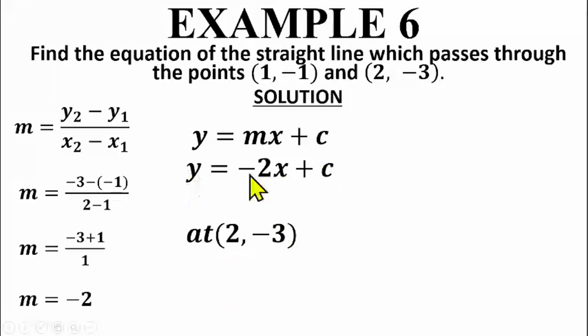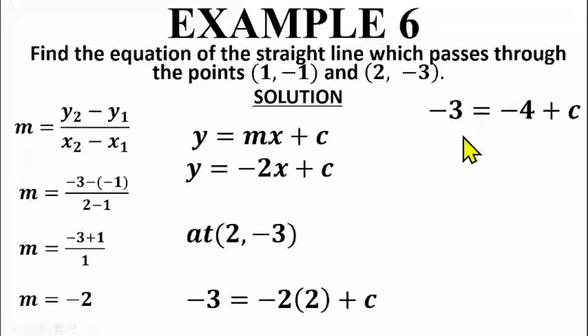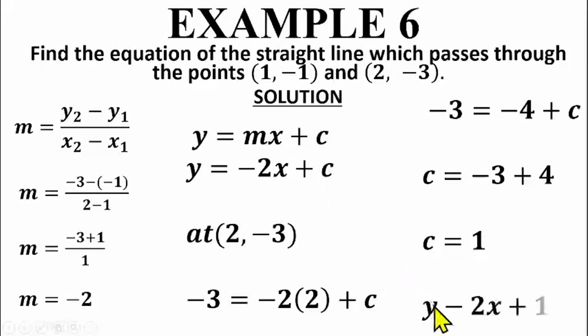So if you substitute that into this equation here, we have minus 3 equals minus 2 times 2 plus c. And that will give us minus 3 equals minus 4 plus c. Then from there, if you collect like terms here, c will be equal to minus 3 plus 4. Then c will be equal to 1. So that means the y-intercept is 1. Return back into this place here. You have y.